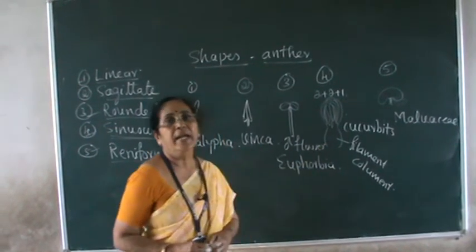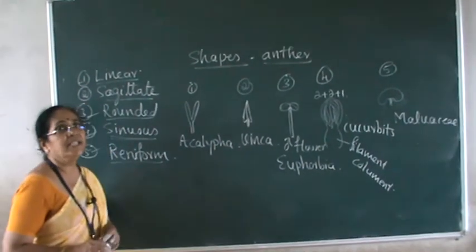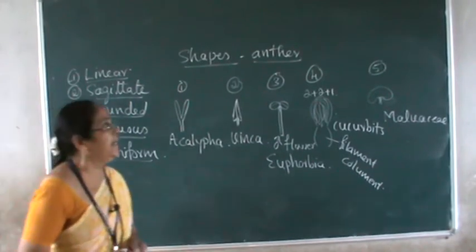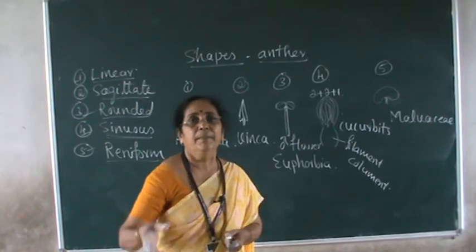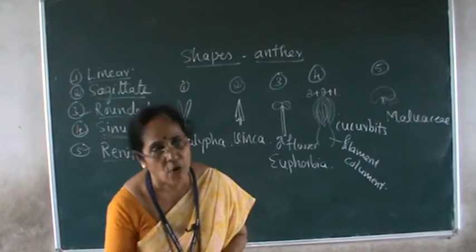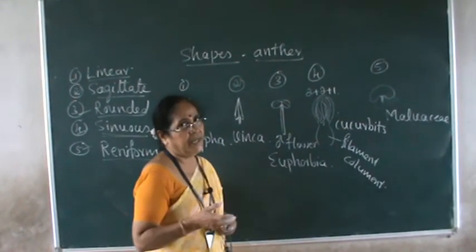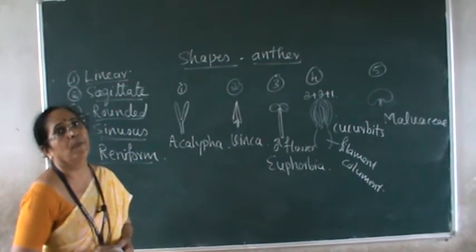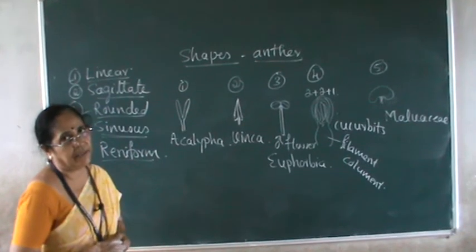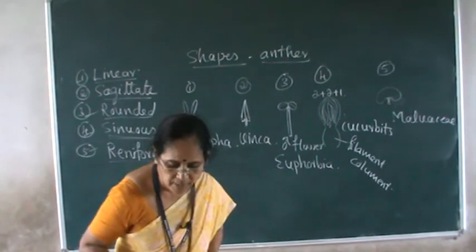And the last type is reniform, because it is bean seed like or kidney like, and it is having only one cell. Monothecous anther having bean seed like appearance, or kidney like in appearance. So it is called reniform, found in the members of family Malvaceae. Okay, these are the shapes of the anther. There are 5 different shapes of the anther.